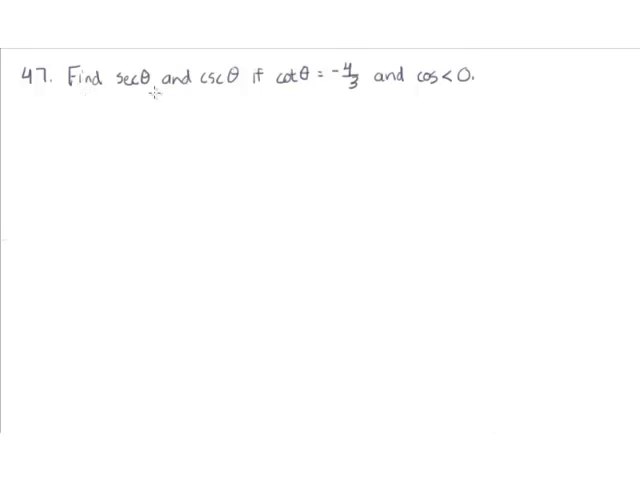Number 47, find secant and cosecant if cotangent theta equals -4/3 and cosine is less than 0. So the fact that cotangent is -4/3 is telling us quite a bit of information. Remember that cotangent is the adjacent over the opposite, or our other definition would be x over y.